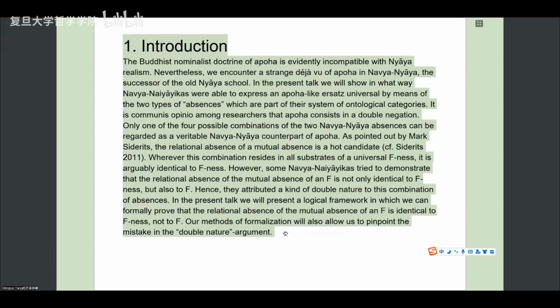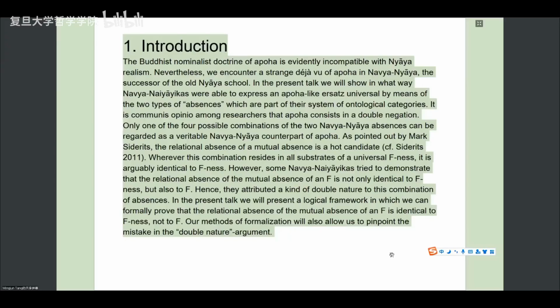And Ingalls has the idea, the argument seems to be okay. So why should the absence of the difference from an F not be F? It might also be F-ness. There's also good reason to think it's F-ness. But the argument given by Maturanatha seems to be also okay. And Siderits in his article also seems to buy it.